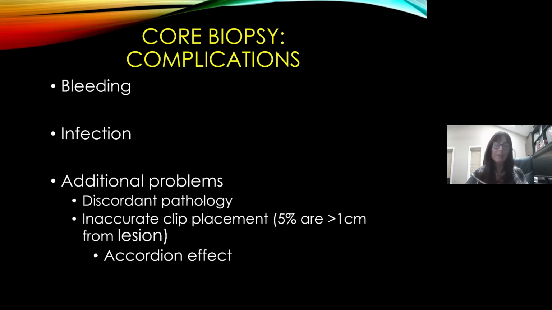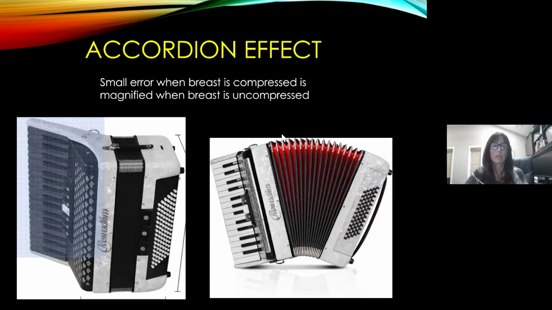This mostly happens with mammographic-guided procedures due to the accordion effect. So what does that mean? So here's an accordion. These are called the bellows of the accordion, and they are compressed in this image. Notice the space between these folds is very, very minimal. But when the accordion is expanded, these folds in the bellows are farther apart. So distance when compressed is very little, but may be magnified when the structure is expanded.